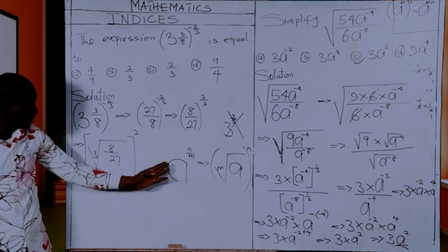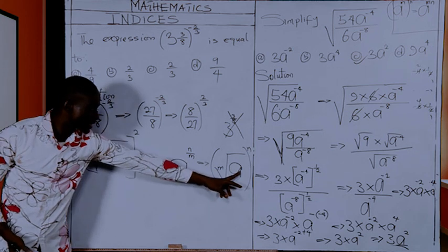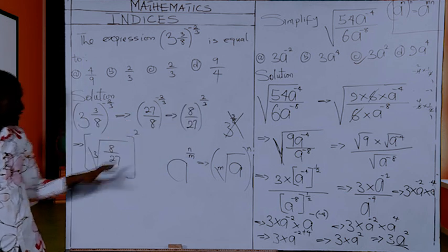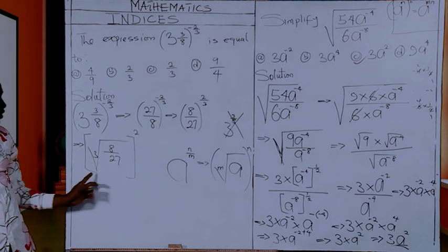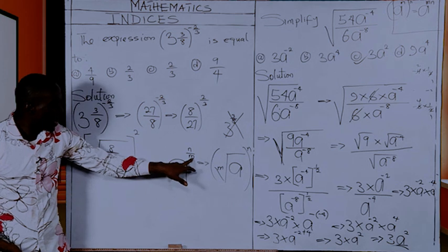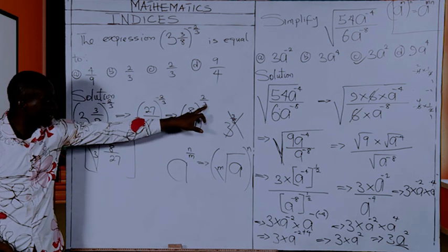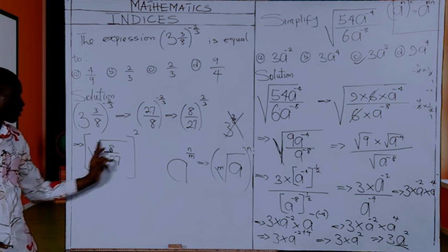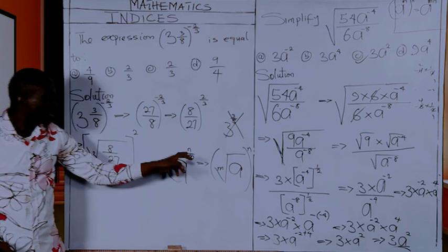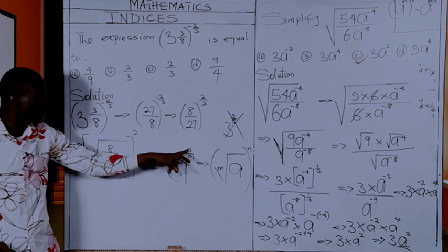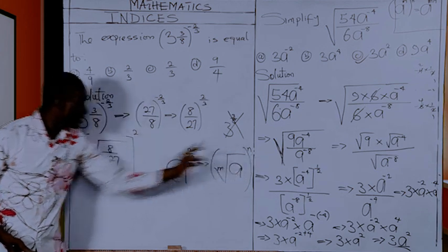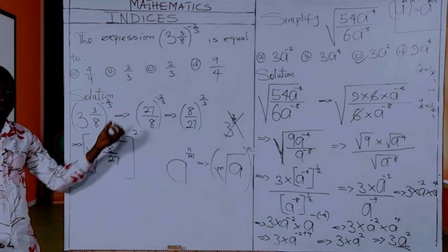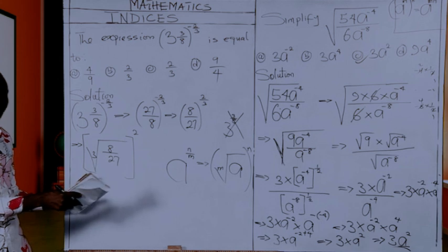Here, a is the base. 8/27 is the base, and that is what we have inside this cube root. Here, our m is 3. And where is the 3? This is the one giving us the cube root. Our n is 2 here, and this is where it is serving as a power. I hope you understand what I've just explained.